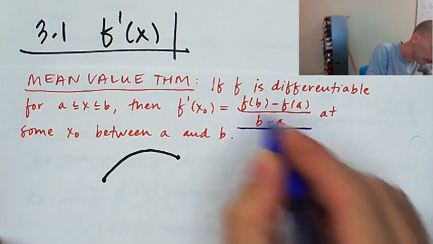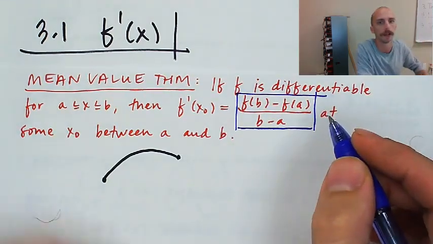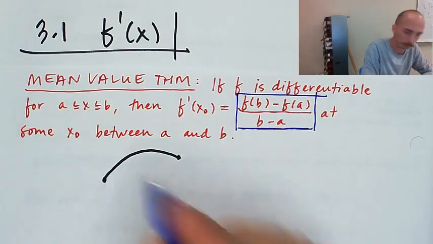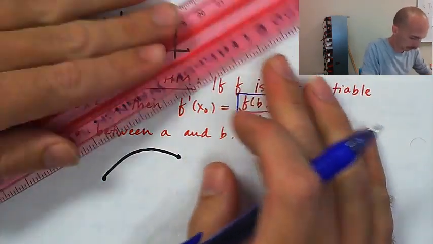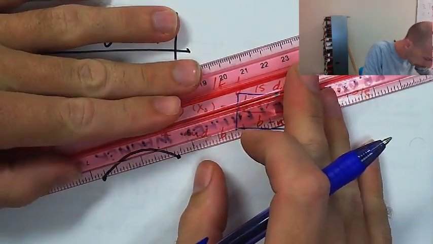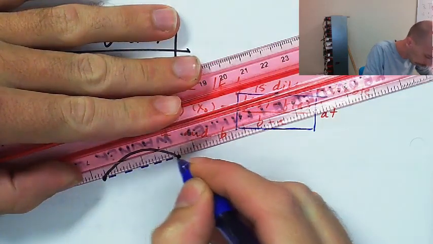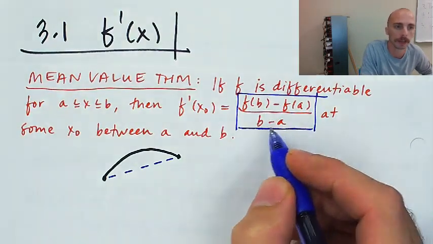Now I'm going to just kind of in blue illustrate the slope of the secant line. I should probably get a straight edge for this. Right there. Okay, so that's the slope of the secant line. That's f of b minus f of a divided by b minus a.